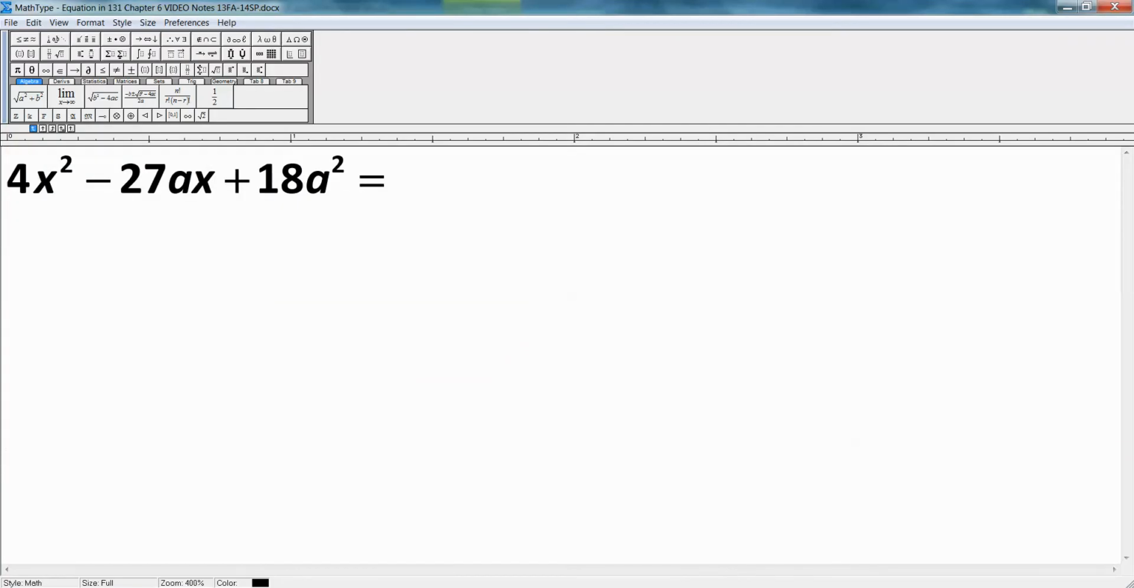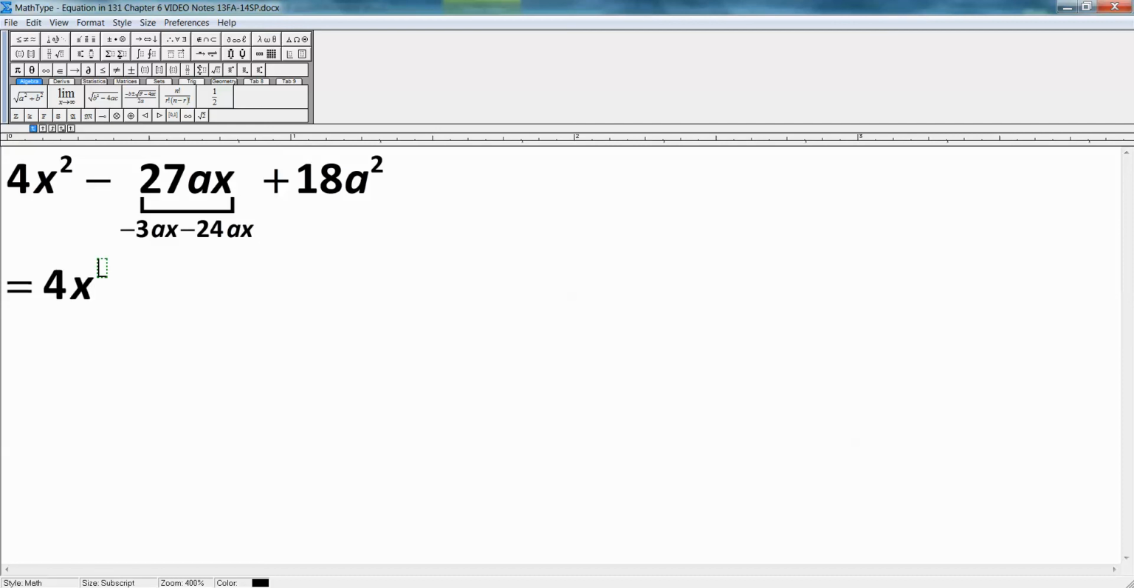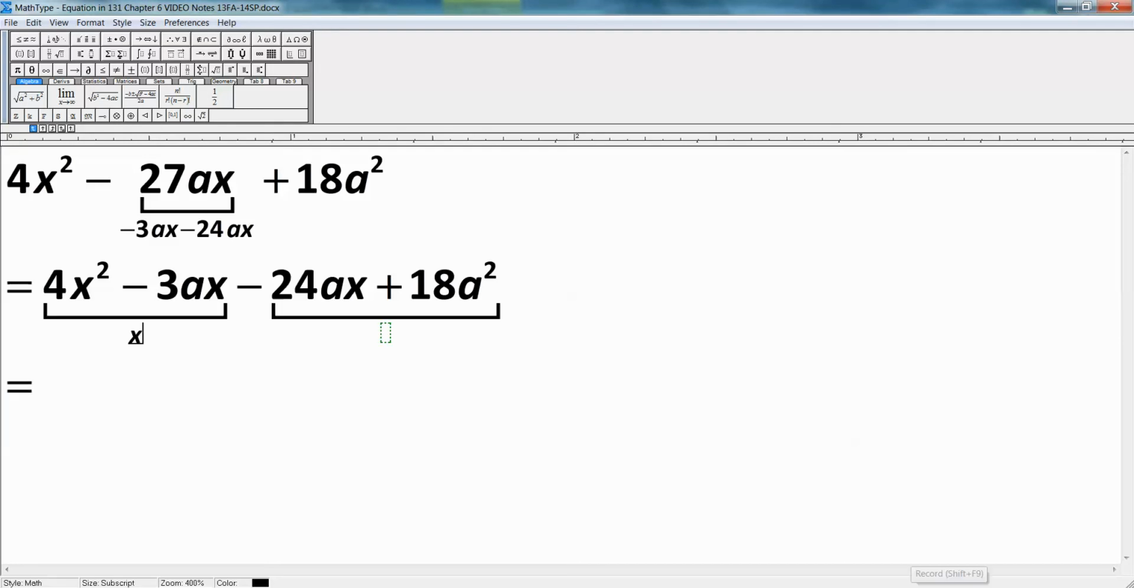So we're going to take our middle term of negative 27ax in this one. It's a little trickier. And we're going to break it up into the numbers we just found. So instead of negative 27, I'm going to write it as minus 3ax minus 24ax. Okay, so that's going to be 4x squared minus 3ax minus 24ax plus 18a squared. Okay, now I need to make it so these two are grouped together.